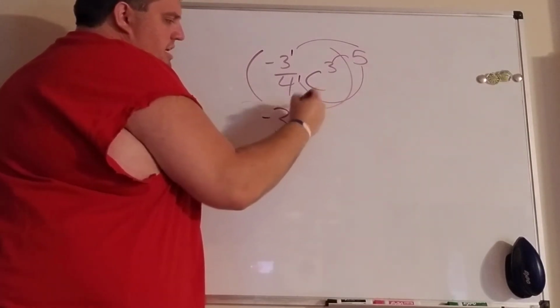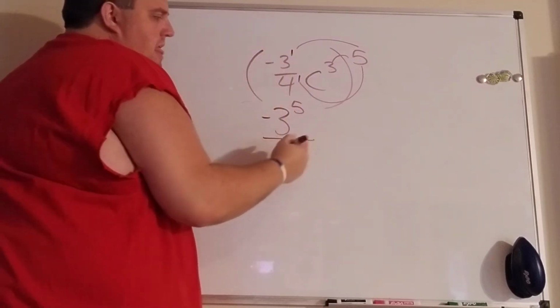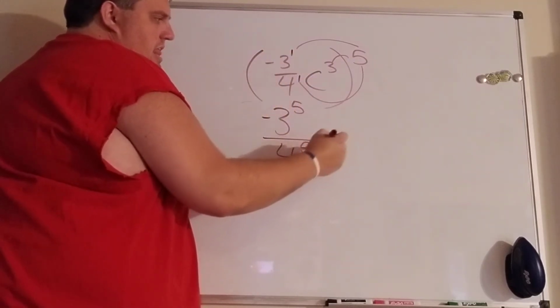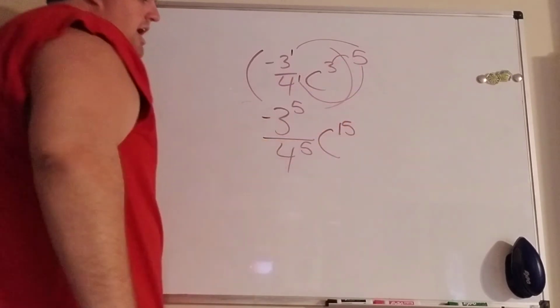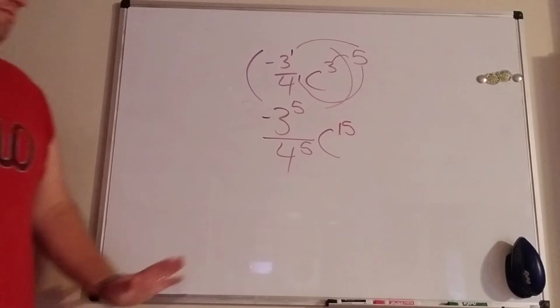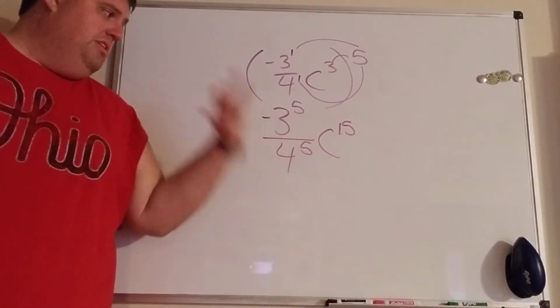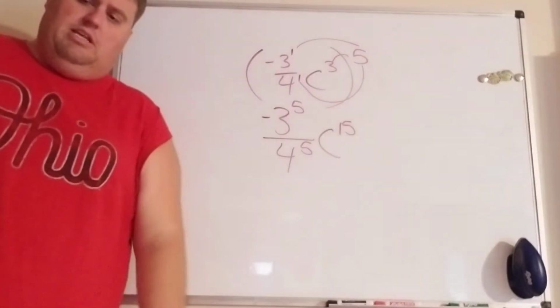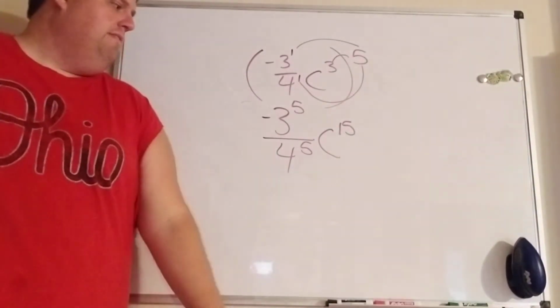So it's going to be negative 3 to the 5th. Remember, it's not 5 times negative 3, it's 5 times the exponent. 4 to the 5th. And then c to the 15th. And again, I'm just going to leave that just like that. If I wanted to simplify it, I probably would have to figure out what negative 3 to the 5th is, what 4 to the 5th is, and go from there. See if that fraction simplifies. But for here, that's kind of all we want to do.